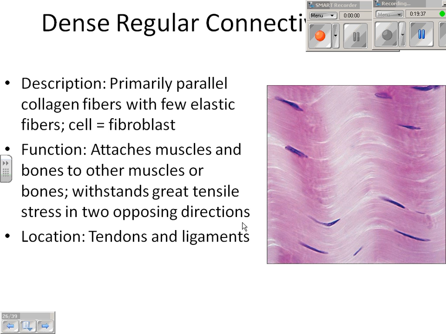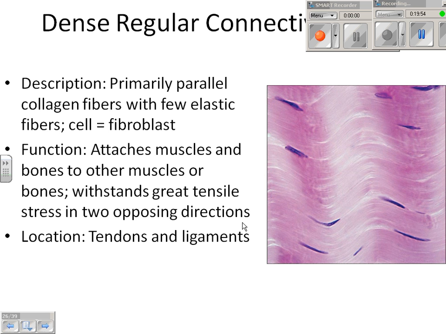The function of dense regular connective tissue is to attach muscles and bones to other muscles or bones. And that's because it withstands great tensile stress and strength in two opposing directions. So remember, that's collagen. Collagen does that.